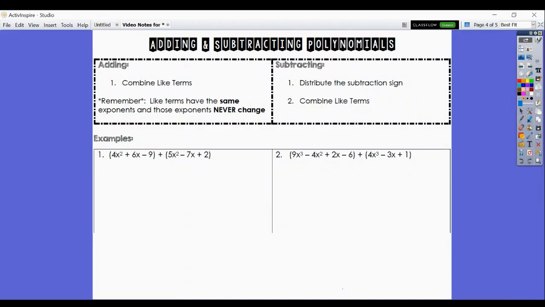In today's lesson, we're going to learn how to add and subtract polynomials. The difference between adding and subtracting is these following steps: for adding, we just combine like terms. For subtracting, we have to distribute the subtraction sign and then combine like terms. As a reminder, like terms have the same exponent, and those exponents never change when you're combining like terms.